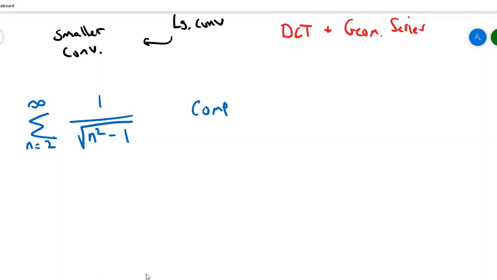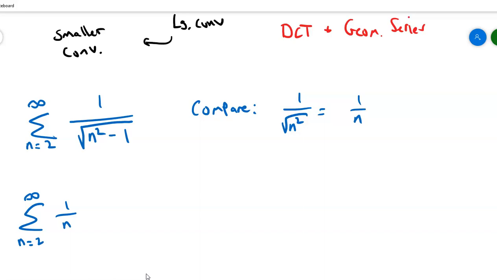So what should I compare this to? Well, what's the most important part of the problem? It's got to be the 1 on the top and the square root of n squared on the bottom, which is just 1 over n. So I'm going to use this series 1 over n as my comparison. So this will be the sum from n equals 2 to infinity of 1 over n.